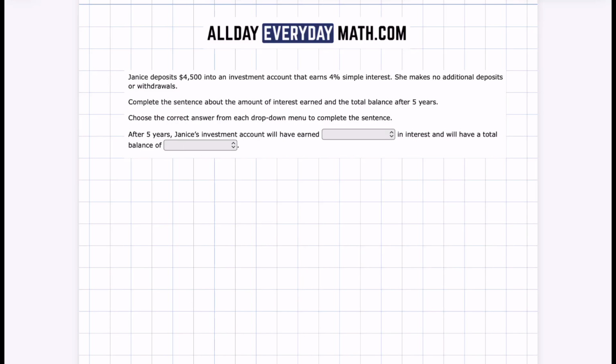what? So there's just a few things I want to highlight before we move forward. She deposits $4,500, and that's going to be her starting amount, and she's earning 4% simple interest. She makes no additional deposits or withdrawals, and we're going to find the amount of interest earned and the total balance after 5 years. Because we're talking about simple interest, we're going to use the formula I equals PRT.